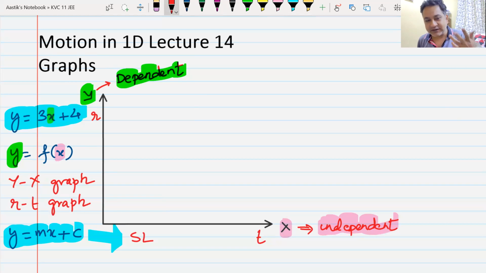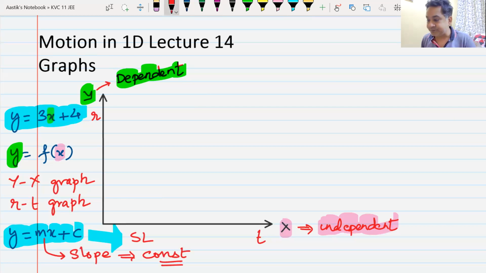I knew you were giving the right answer, but you are answering the question before the question is asked. Now I am going to ask that question. What is this m known as? M is known as the slope of this line. Do we understand this? And the slope of a straight line is always constant. It always remains the same. Yes or no?